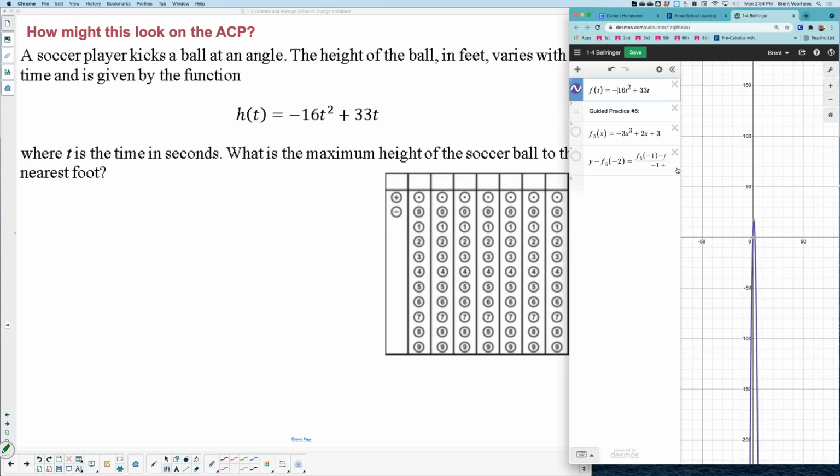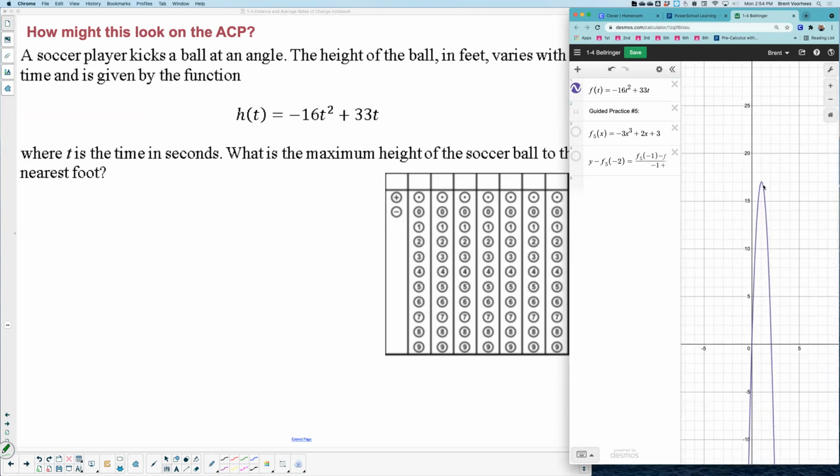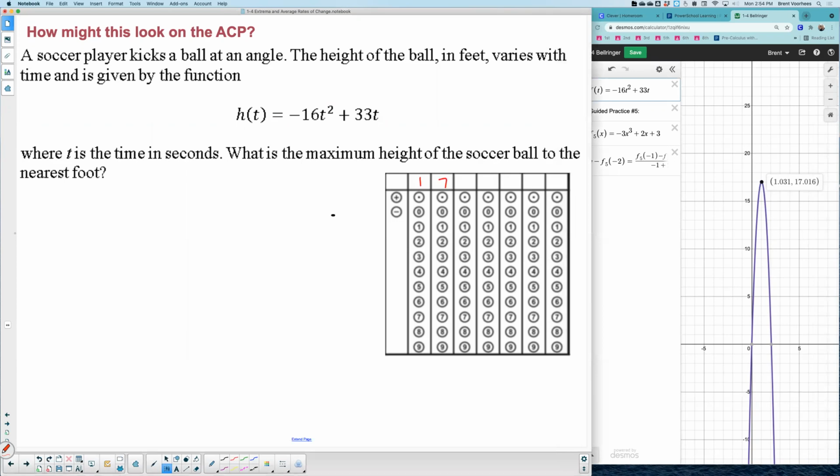How would you get your correct answer? If you see maximum, you would go to the maximum. And now what would be your correct answer when you look at that? It says, what is the maximum height? Which variable is height? The T or the H? Because H is in the place of Y, you'd be looking at the Y. And it says round to the nearest foot. Answer would be 17. And you need to bubble that in. You do not have to put the plus, but you do have to put the 1 and 7 bubbled in. And that would be your answer for that one.